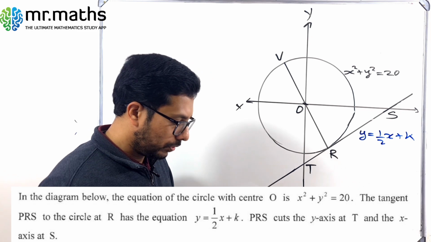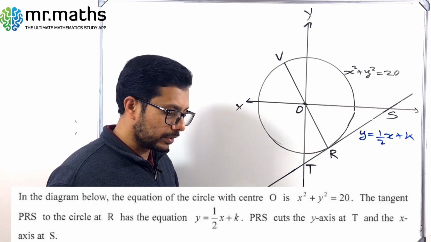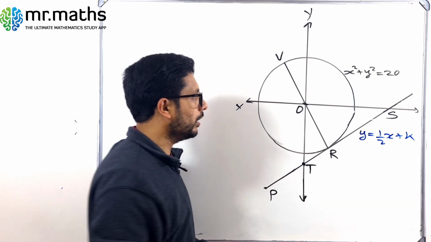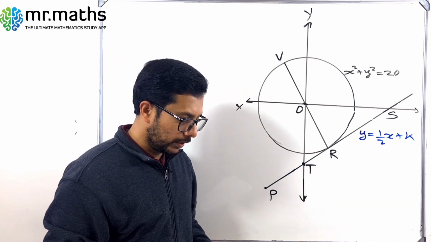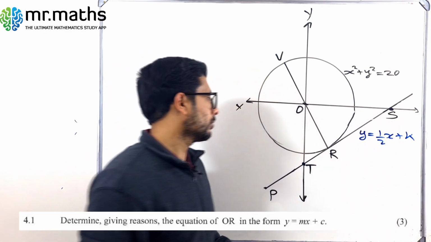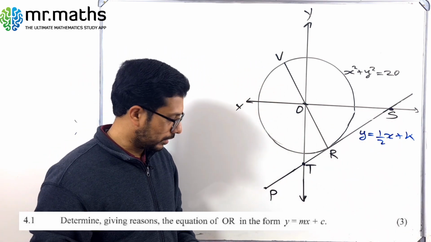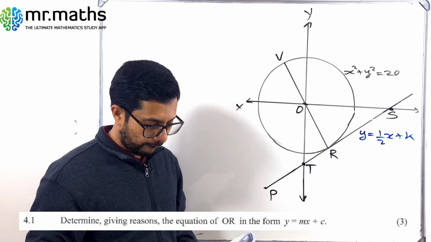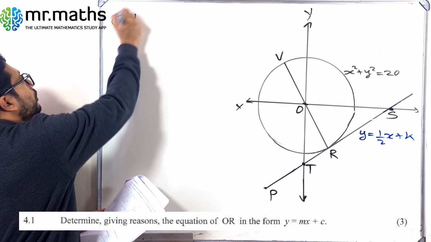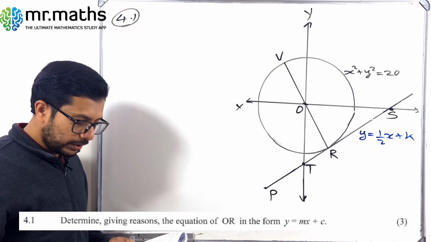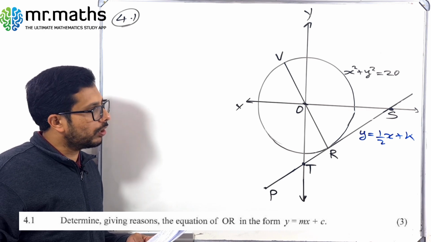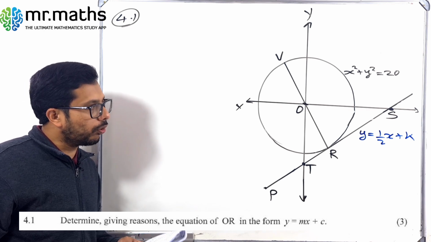Now PRS cuts the y-axis at the point T. So this is the y-intercept. Then the x-axis at S. So this is the x-intercept. So those are the x-intercept and the y-intercept. Now what is the question? Question number 4.1. Determine, giving reason, the equation of OR in the form y is equal to mx plus c. You have to find the equation of OR.